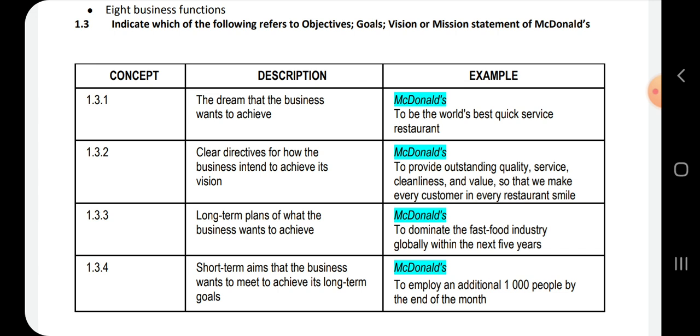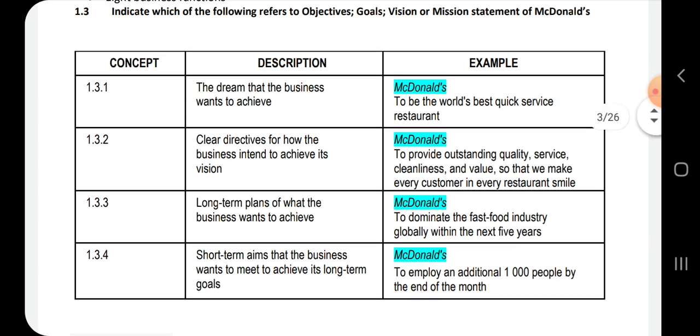And then 1.3.4 says short term aims that the business wants to meet to achieve its long-term goals. So how does a business achieve its long-term goals? Through a mission: to employ an additional 1,000 people by the end of the month. That is a mission.